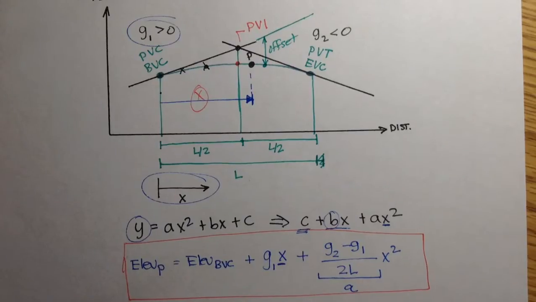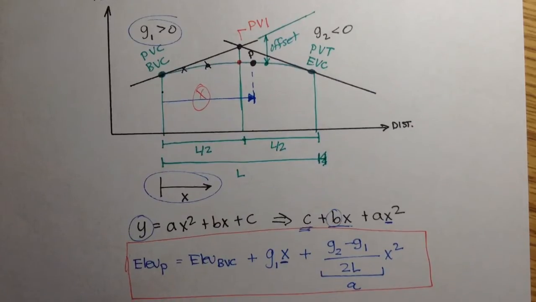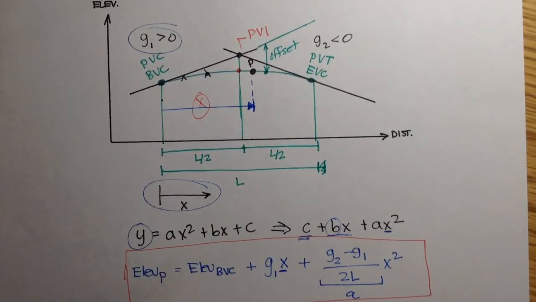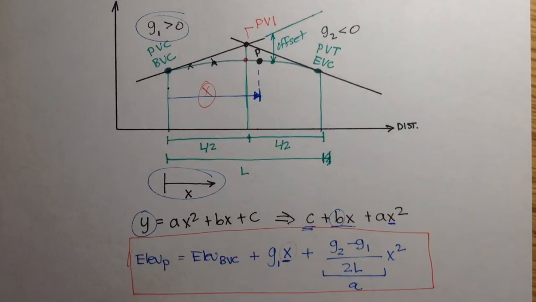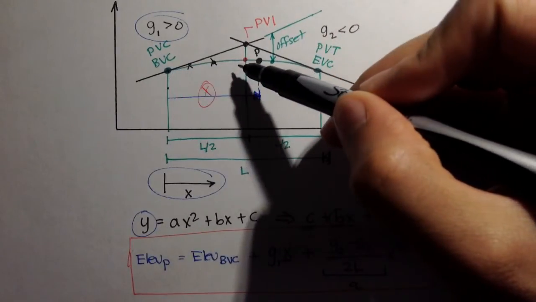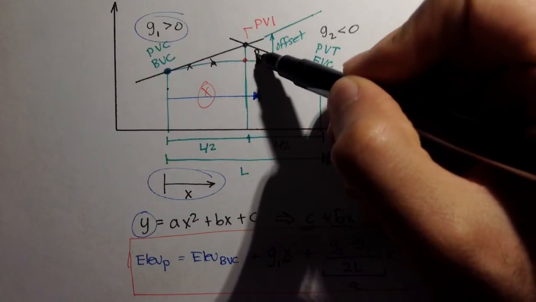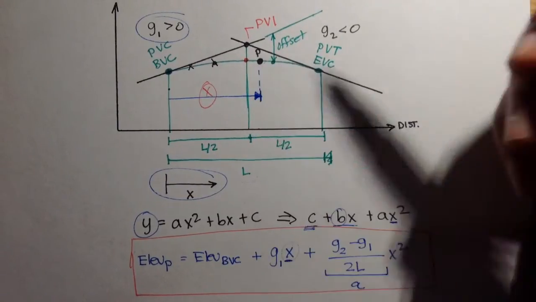Alright, I want to briefly mention something that I forgot to mention in the previous video, but something that's very, very important when we're using this elevation equation, and that is how we write the variable x, or the parameter x. And from the last several videos, you know x is any distance from BVC to any point along this vertical curve, and in our example we were investigating this point P.